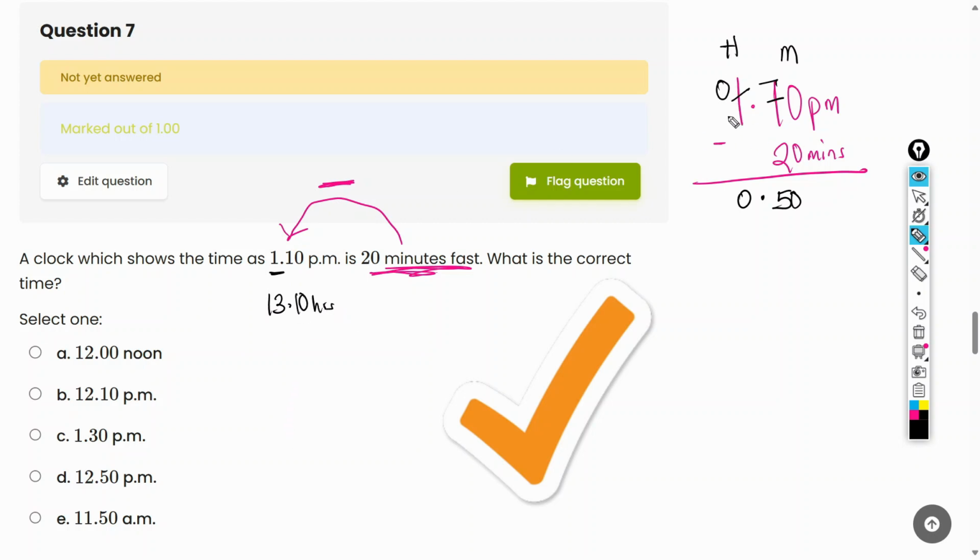Now, because this is 1:10 p.m., this is the same thing as 13:10 hours. So if this were 13 and we had taken away 1 from it, it would have been 12. So it means that this time here is actually the same thing as 12:50 p.m., because we took away 1 from this 1, which became 0. And if this were written in hours, instead of writing 1:10 p.m., we would have written 13:10 hours. So the correct time should be 12:50 p.m. right here.